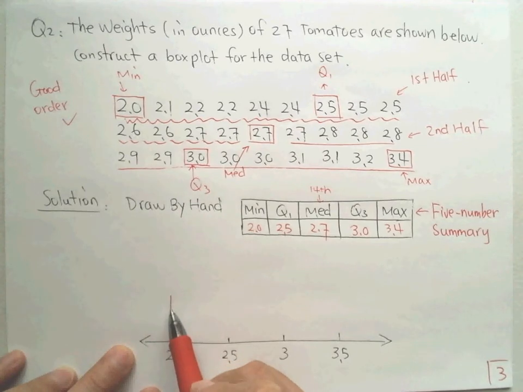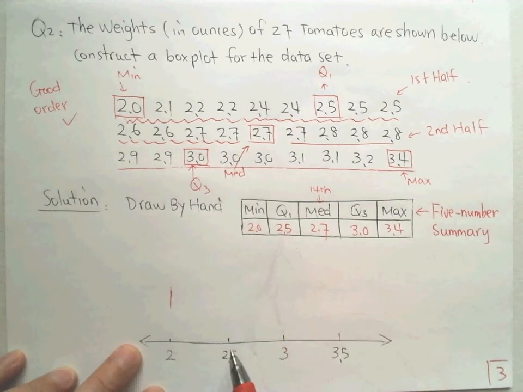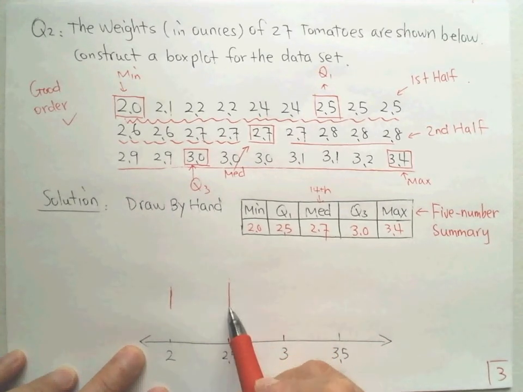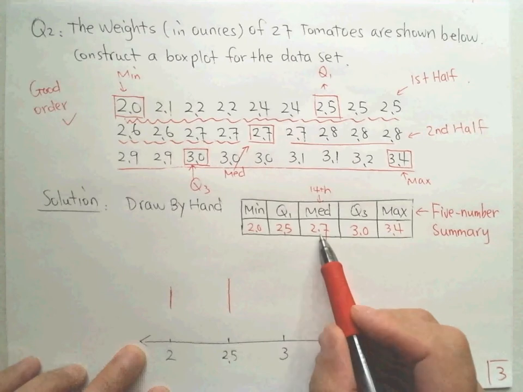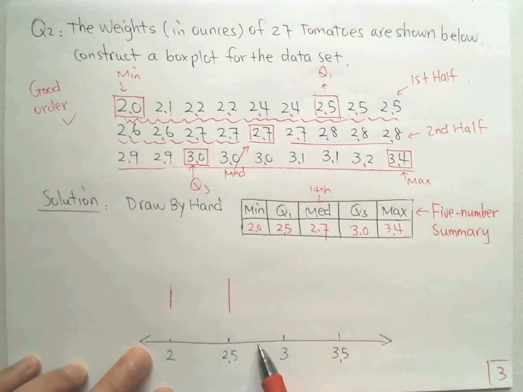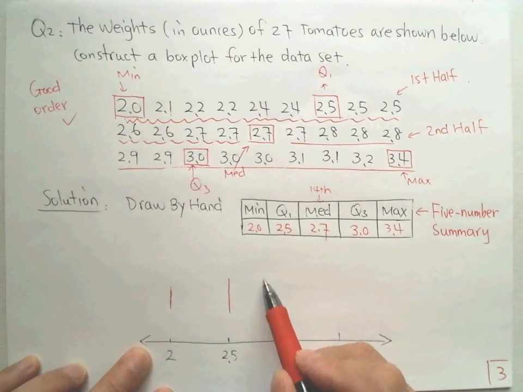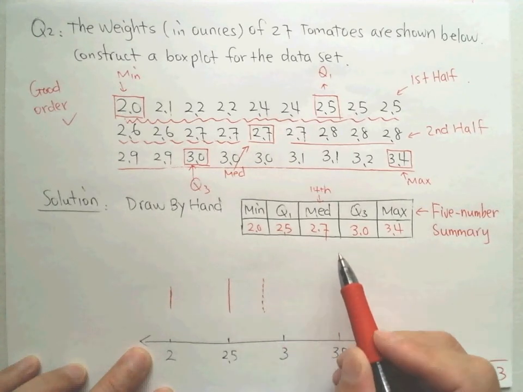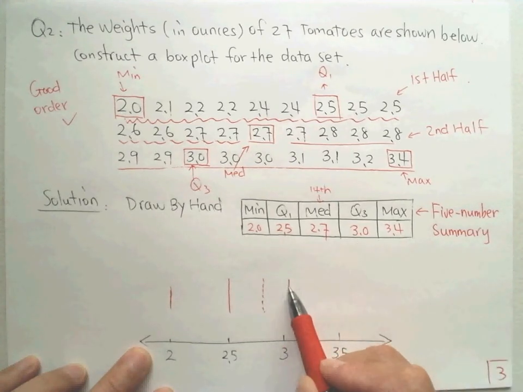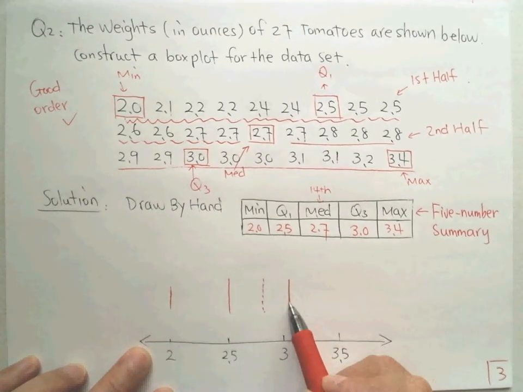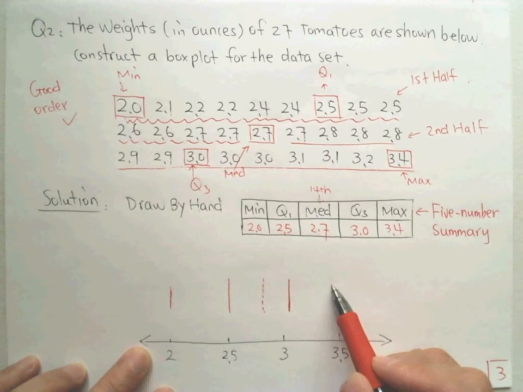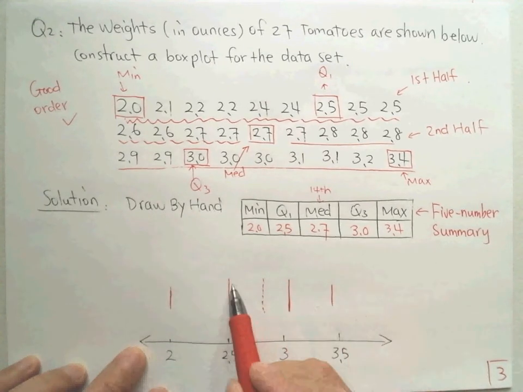We find the minimum, 2, so I put it here. Then 2.5. Then 2.7, probably like this. You can just do it roughly, you don't need exactly 2.7. Then 3. Sorry, it's not very good. And then 3.4.